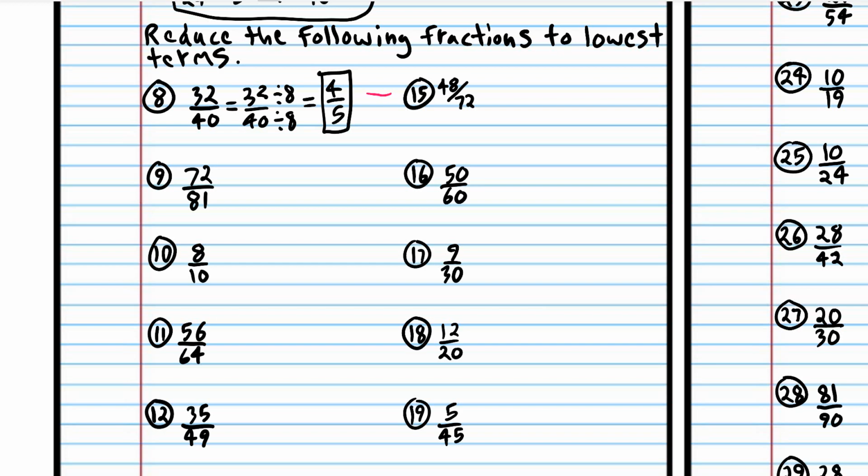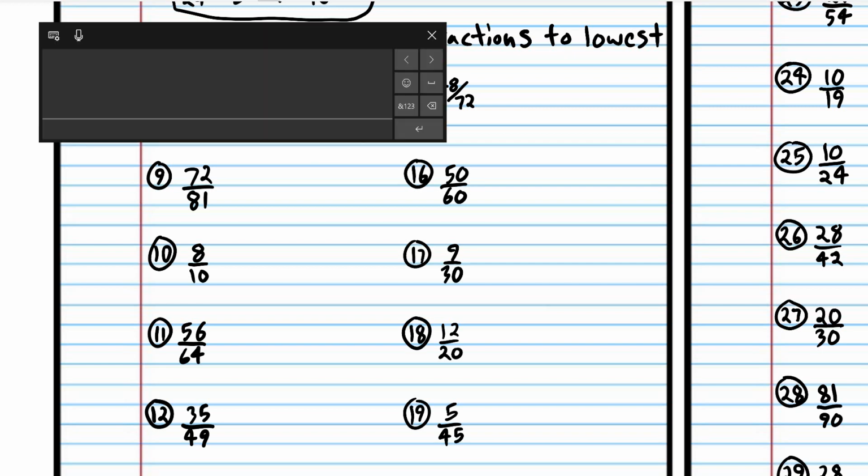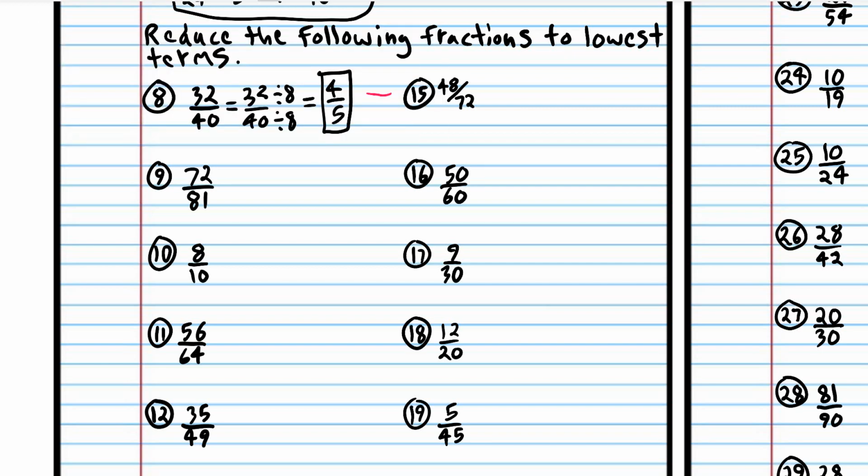Again, you're not going to say to your friend, give me 32 over 40 of your candy bar. You're going to say, give me 4/5 of your candy bar, because that's much easier to say. It's much easier to think about the smaller numbers. Now, even though these are smaller numbers, the pieces of the candy bar are going to be bigger. So just keep that in mind. When you're dealing with fractions, everything kind of is reversed.